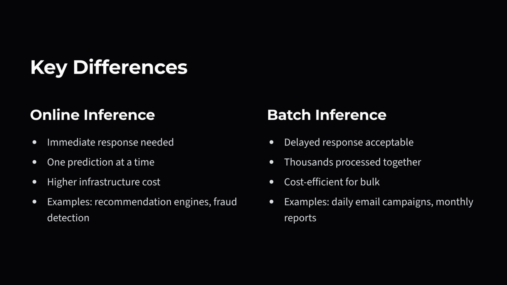In interviews, a polished line is, online prioritizes low delay and user experience. Batch prioritizes throughput, cost, and predictable scheduling. Examples make this stick. Fraud detection, chat replies, or ad ranking belong online, while monthly invoices, nightly recommendations, or catalog-wide vector updates fit batch.